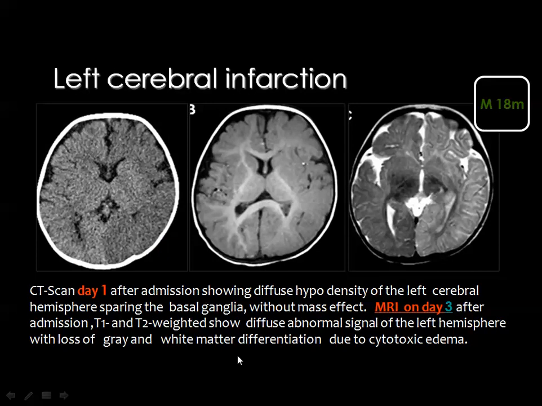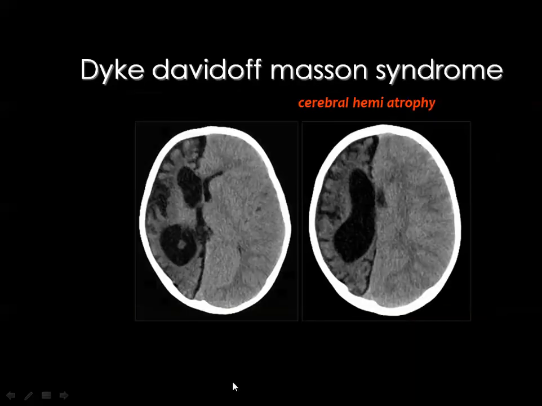This is left cerebral infarction affecting the left cerebral hemisphere, which appears relatively hypodense compared to the normal right cerebral hemisphere. The changes are not well appreciated in the T1 weighted image, but they are relatively appreciated in this T2 weighted image, which is performed 3 days after the CT scan. And the result of an infarcted brain tissue is the loss of volume and atrophic changes.